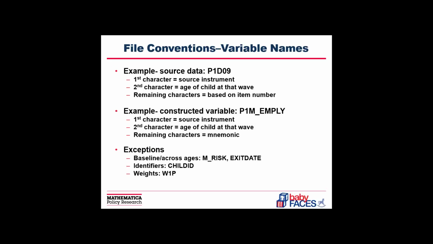Chapter 6 of the User's Guide also reviews several data file conventions, including variable naming. For Baby Faces, the first character represents the source instrument. Prefixes for each instrument are found in the User's Guide. The second character in the prefix represents the age at which the information was collected. You can then quickly identify the source and data collection age in both the variable name and the variable label.